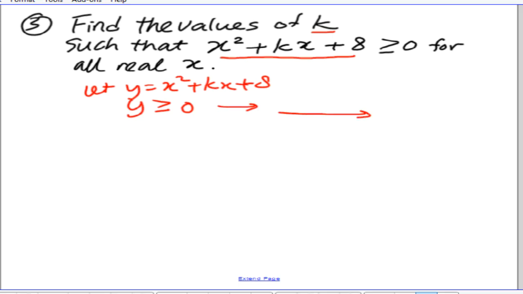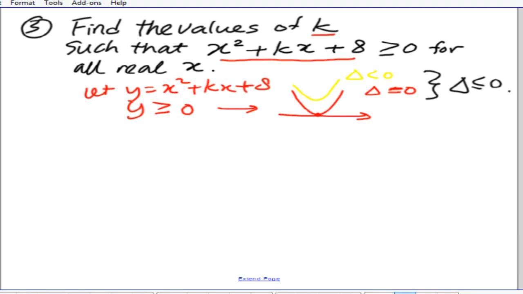Either you have a situation like this, where we have one intersection and the discriminant in this case is equal to 0, or another case, where y is completely above and the discriminant in this case is less than 0. The two conditions added up mean the discriminant is less than or equal to 0. So first we have to write out what the discriminant is. It's b squared minus 4ac.